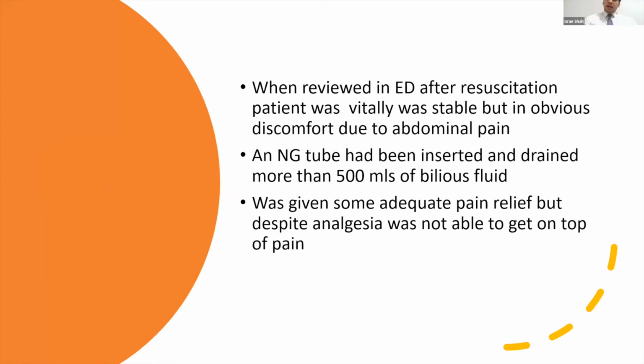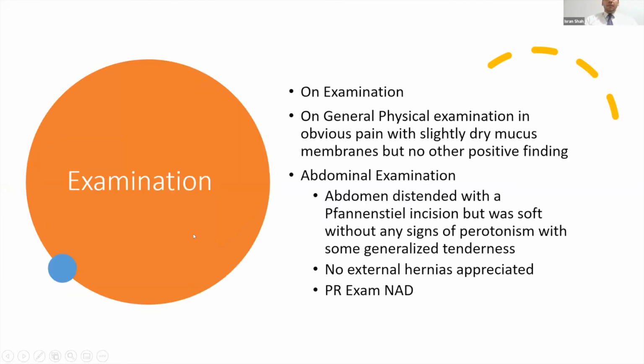When reviewed in our emergency department, the patient was vitally stable, but from the end of the bed, she was in quite a lot of distress and discomfort because of the abdominal pain. An NG tube had been placed, and that had drained about 500 mils of bilious fluid. The other thing is that because this patient was persistently vomiting, she's probably decompressed her stomach a bit more than 500 mils. She was given adequate pain relief in A&E, but unfortunately we were not able to get on top of her pain.